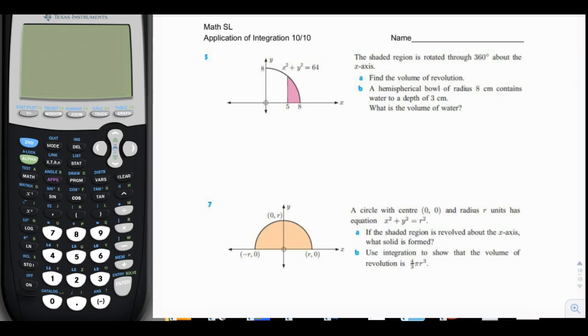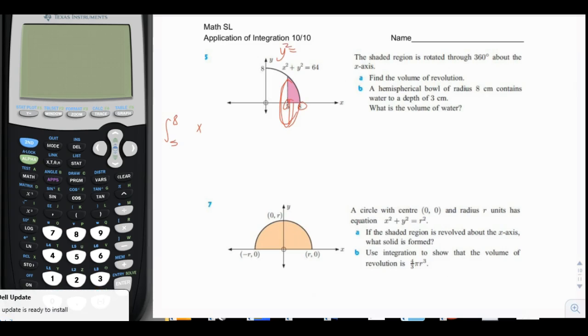Okay, so the shaded region. So it looked kind of like that, right? We would be integrating from 5 to 8, because those are the x-axis limits. The function is x squared plus y squared. Ooh, so we need to put this in terms of y equals something. So we would have y squared equals 64 minus x squared. And that would be y equals square root of 64 minus x squared.